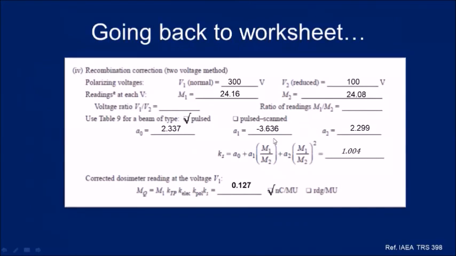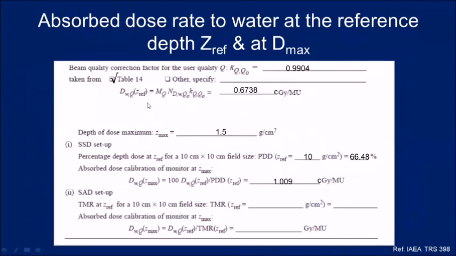You remember all this, we used the equation for pulsed beam. Apply these values of 1.004 and 0.99952 and 1.045 pressure temperature correction on the meter reading, you get a corrected meter reading of 0.127 nanocoulomb per MU. So you got the corrected meter reading at the depth of 10 centimeter, but you have to convert this meter reading into dose to water at the depth.